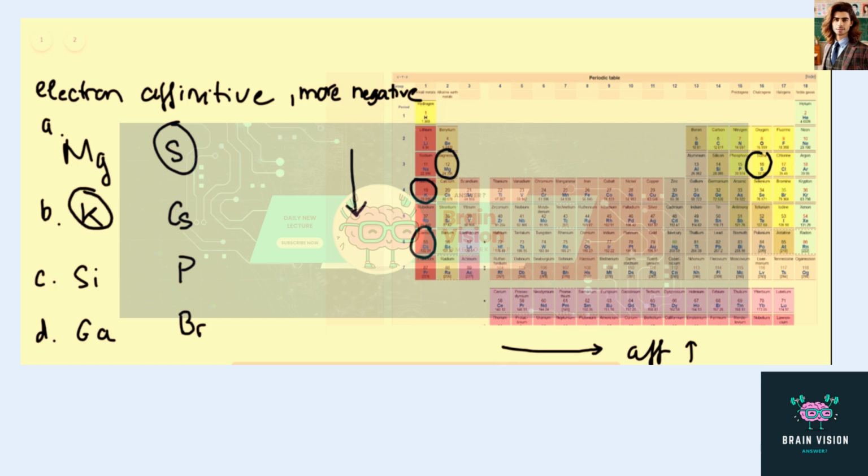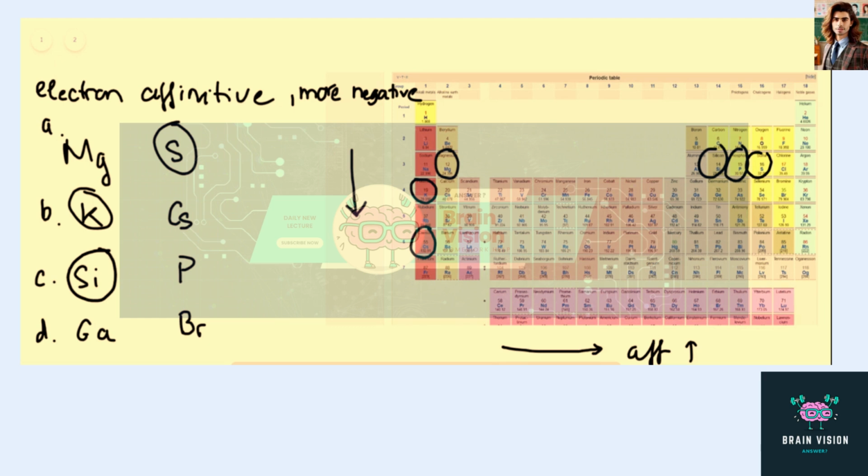Between silicon and phosphorus. So phosphorus is the exception to this trend because it has a half-filled orbital, and addition of any electron to its half-filled orbital will increase the repulsion of the two electrons, and as a consequence, it has weaker electron affinity as compared with silicon. And so between the two, silicon should have the more negative electron affinity.